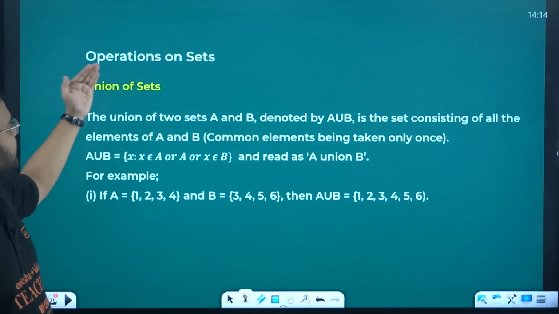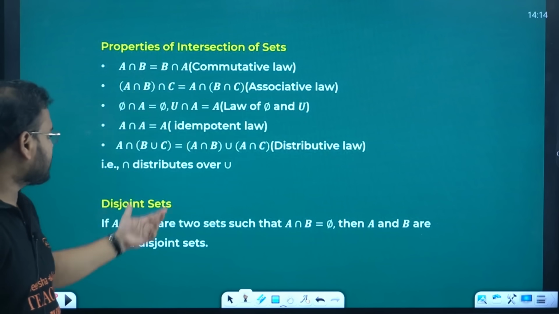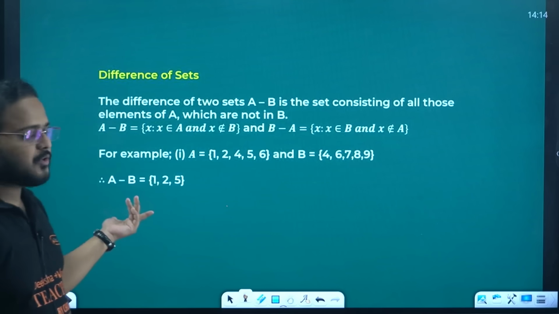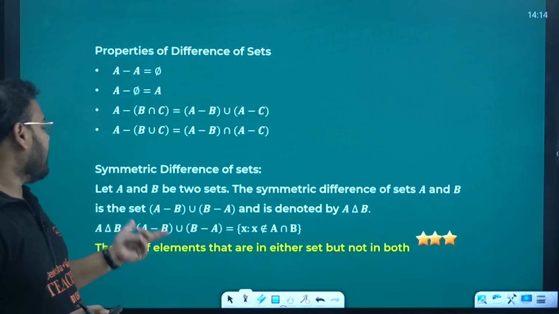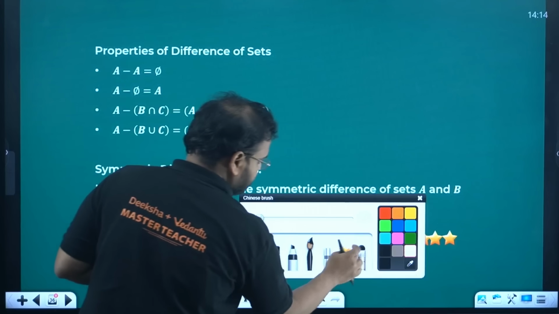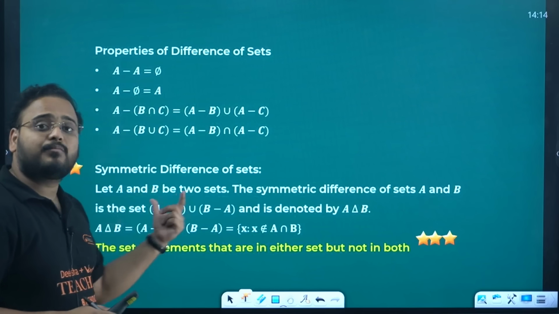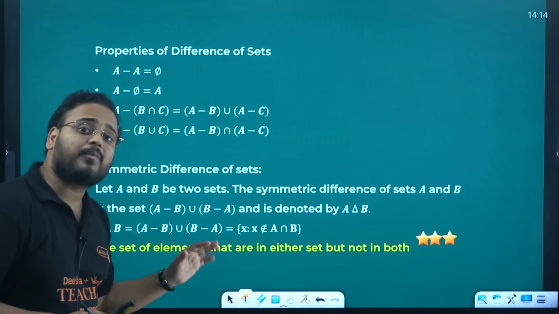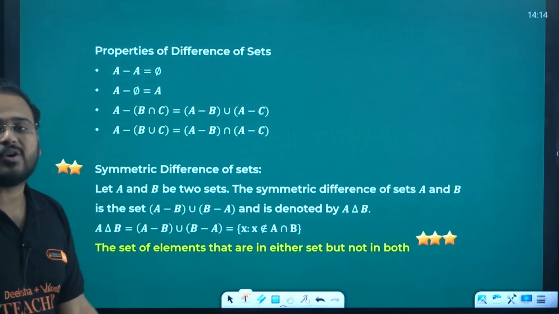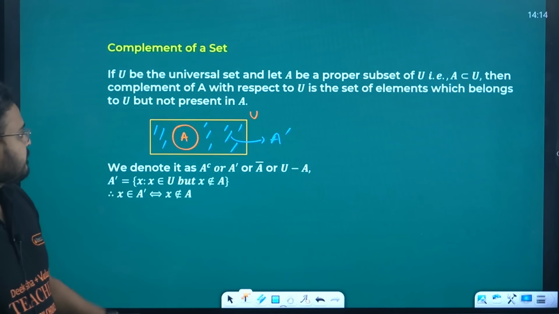So this was the union definition, then the properties of union, intersection definition, properties of intersection. Disjoint sets means nothing in common. Okay, so difference of sets, we know, is what is present in A but not in B, and there is something called the symmetric difference of sets. In this case, what happens? Elements present in either of them but not in both. Okay, present in either but not in both, those are called your symmetric difference.